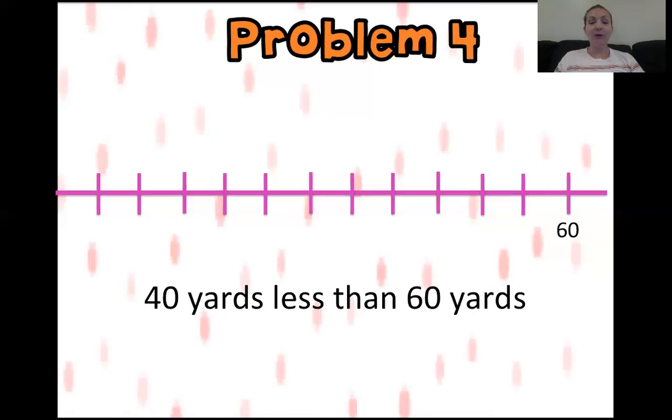So now, how can we jump to get 40 yards less? Should we jump by ones, jump by twos, jump by fives, jump by tens? What would be a quick way? Jumping by tens is the quickest. If we jump backwards 10, where would we land? At 50.